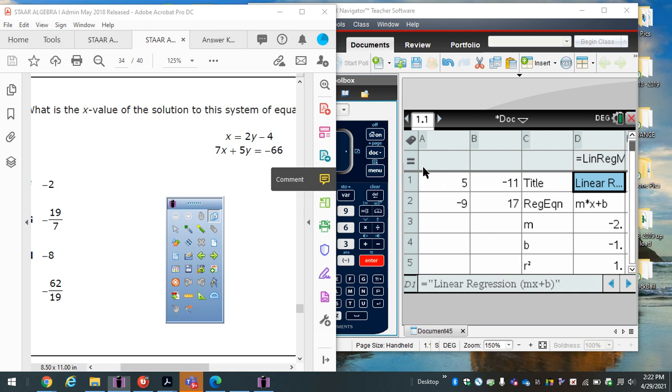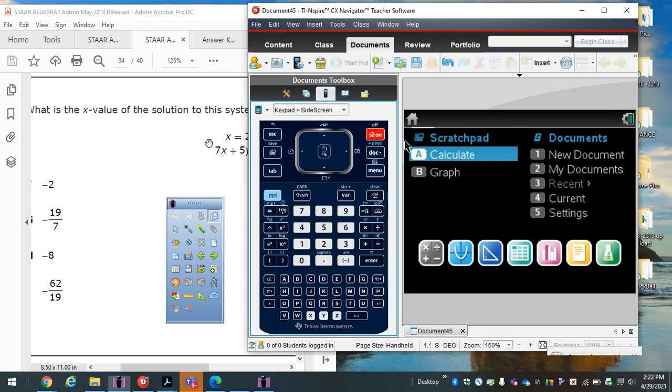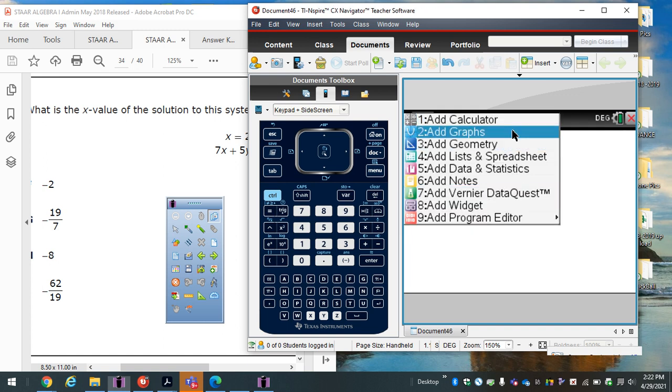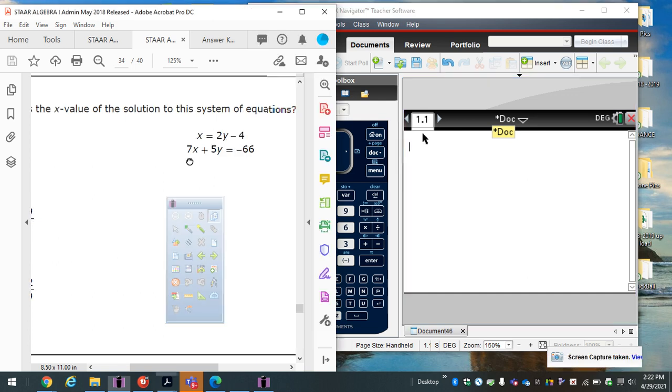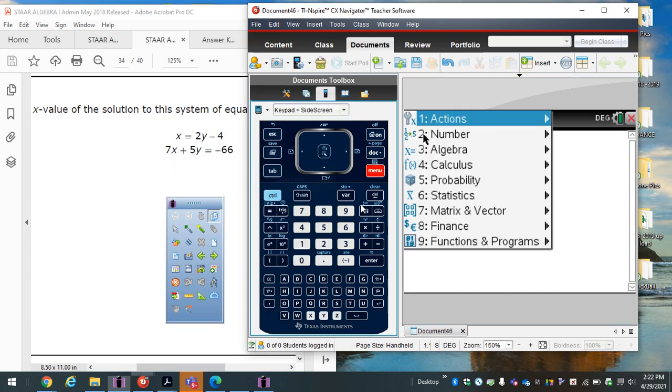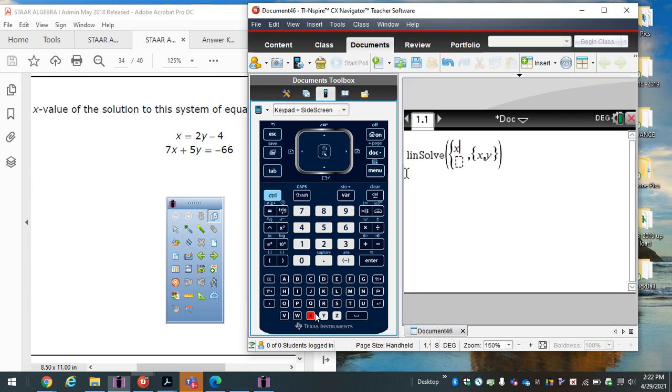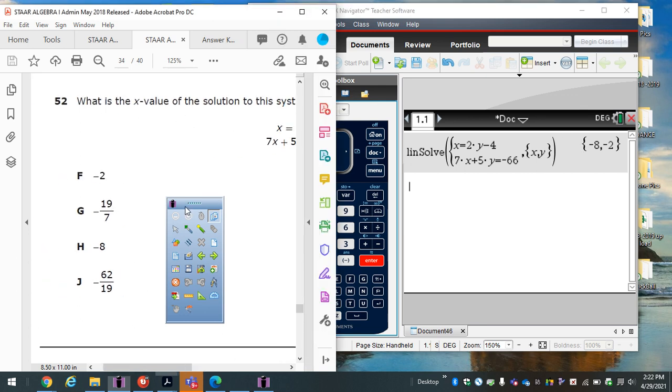So on that one right there, x value of the solution, okay, I'm just going to go ahead and use the calculator, guys. I hate to say just go to the calculator, but it's not cheating, it's just allowed. Okay? So we're going to come out here, go to menu, 3, 2, type it in, and we're going to go x equals 2y minus 4, 7x plus 5y equals -66. Question is asking what is the x value to the solution, -8.